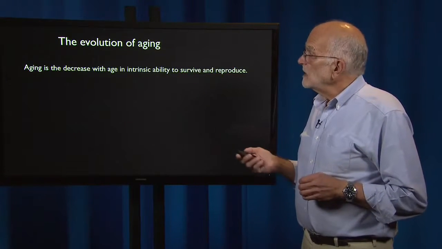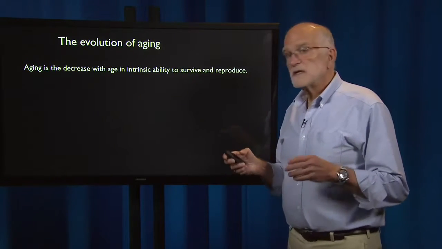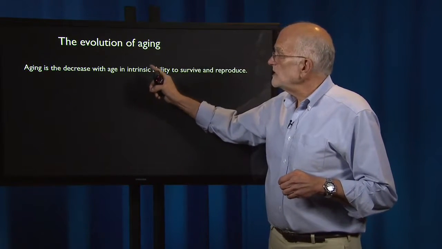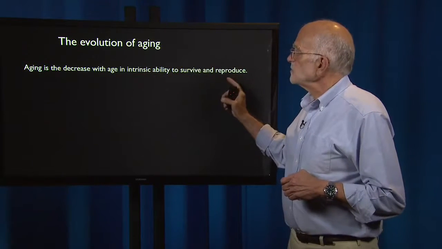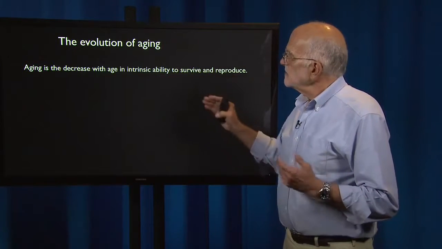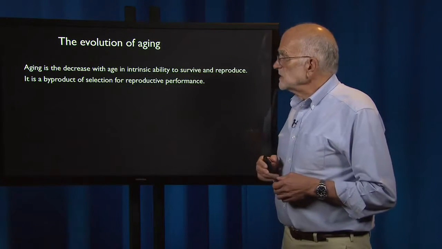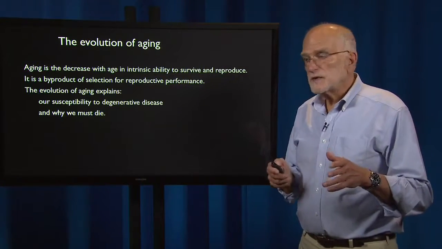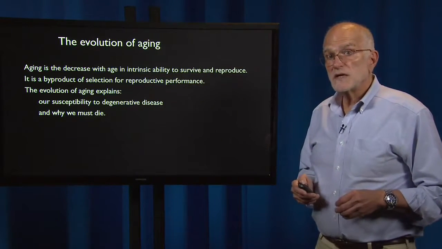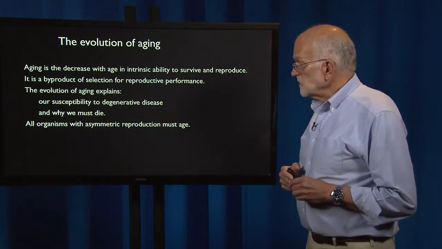Aging is the decrease with age in intrinsic ability to survive and reproduce. And I'd like to emphasize these words in the sentence. It's the decrease with age in the intrinsic ability to survive and reproduce. So we're focusing on things that are happening inside the organism as it ages that make it less able to survive and reproduce. It is a byproduct of selection for reproductive performance. It's not selected directly. And it explains both our susceptibility to degenerative disease and why it is that we must die. All organisms with asymmetric reproduction must age.